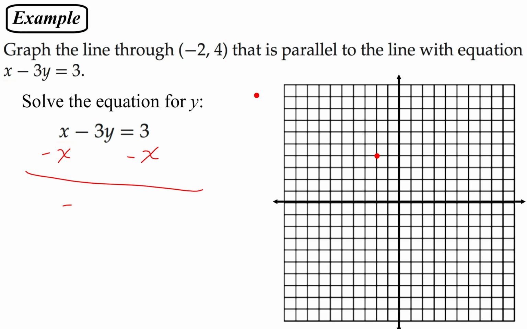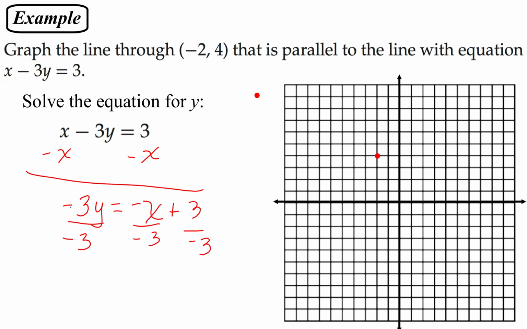Then we have negative 3y, so don't forget that negative sign, is equal to, I want the x term first, negative x plus 3, and then I'm going to divide every term by negative 3, right? Negative 3 and negative 3. So that gives us negative 3 divided by negative 3 cancels out, and we get y equals. Now these have two negatives, so those are going to cancel out, and I'm going to have an x term. And I basically have a positive 1/3, right? It's one way I could write that.